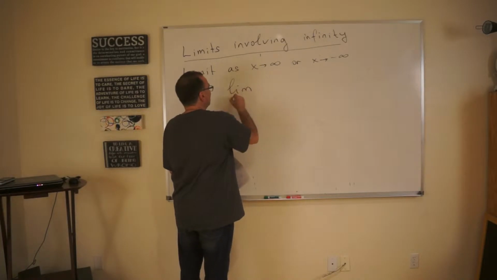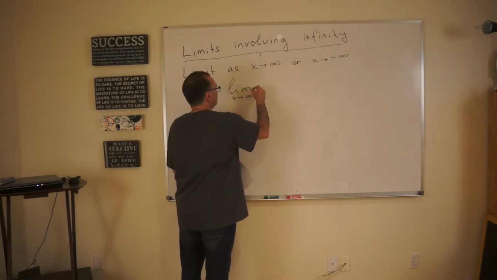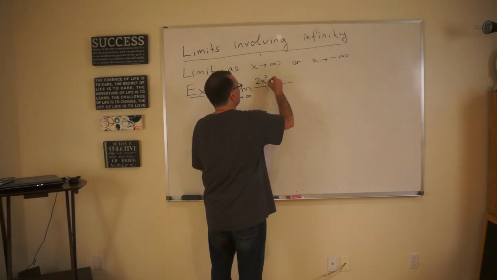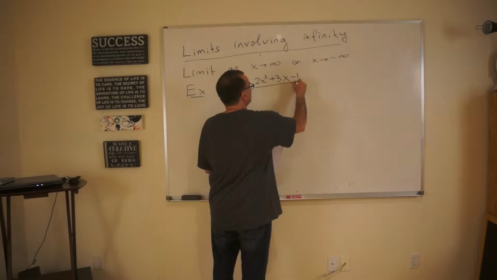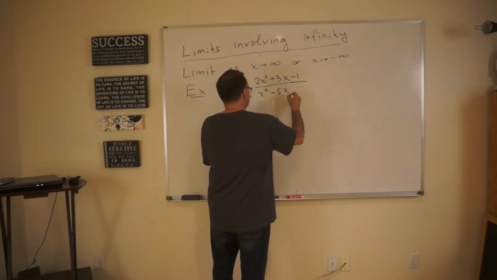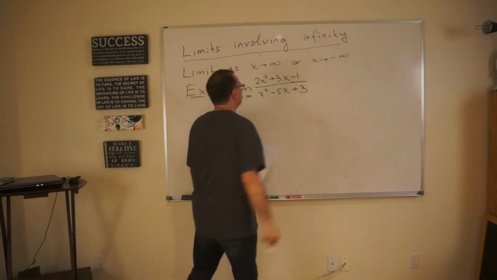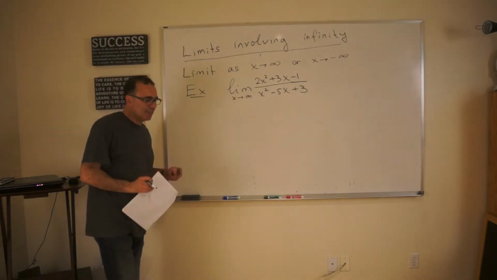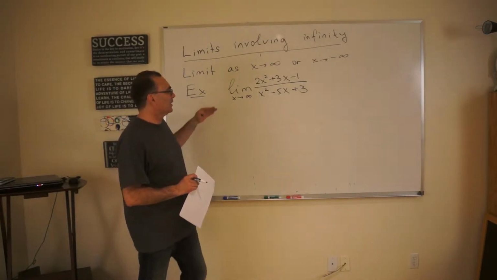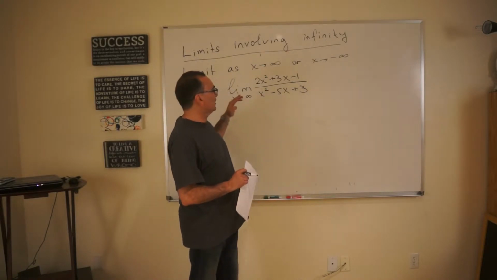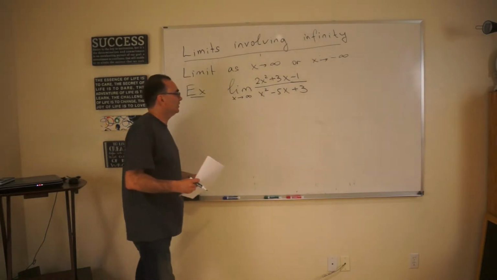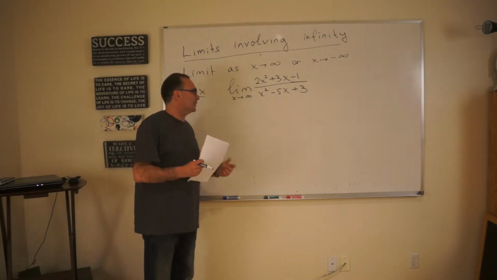consider the following example. Limit as x approaches infinity of the following fraction: 2x squared plus 3x minus 1 over x squared minus 5x plus 3. How can we calculate this limit? Again, same like for the previous limits, there are three ways to calculate this limit. We can calculate it numerically, we can calculate it algebraically, and we can calculate it graphically, when the graph of the function is given.